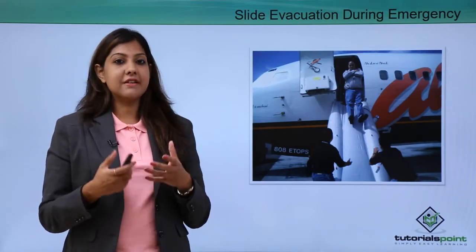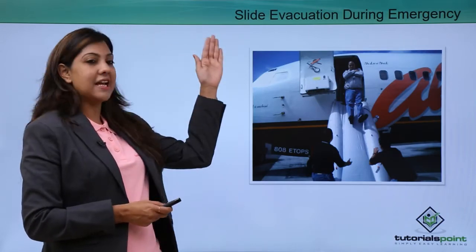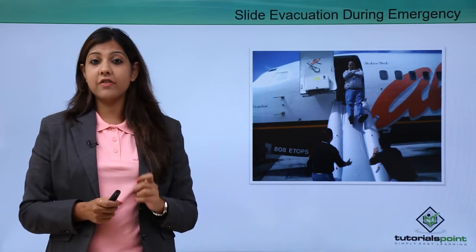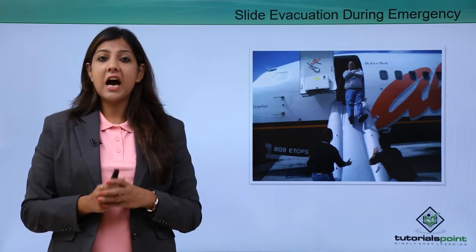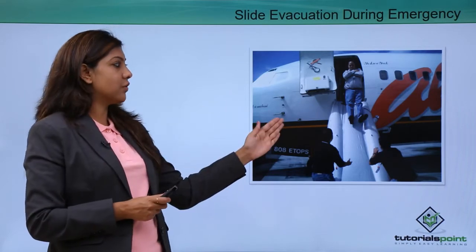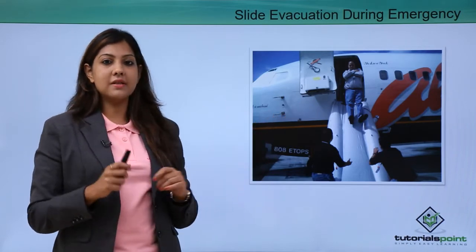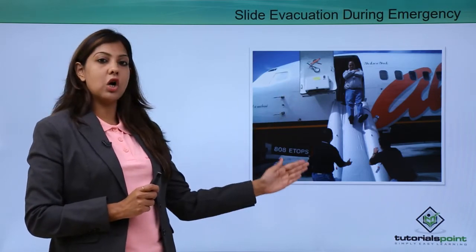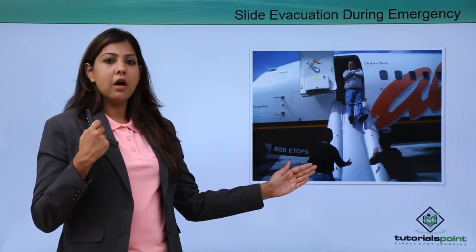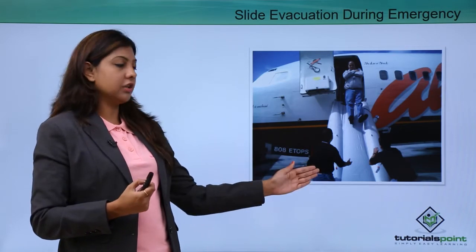Coming to how does the evacuation happen? Well, there are slide evacuations. Each and every door of the aircraft, if there are 4 doors or 6 doors inside the aircraft, are having these slides which are inflatable. As soon as the door is opened in the armed position, these slides will come out automatically, and they take about 15 seconds to touch the ground.